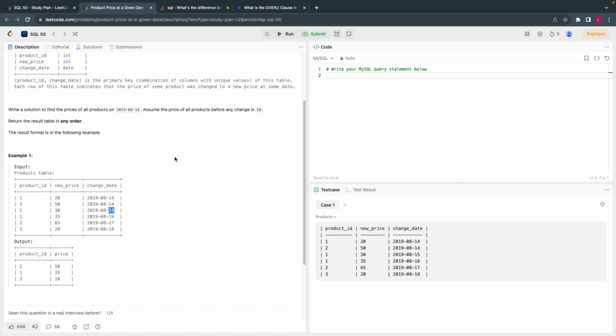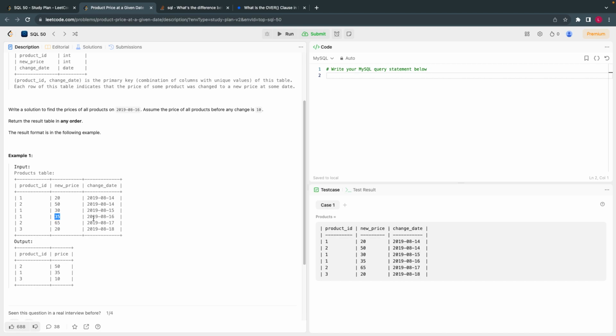For product 1, initially it was 10, on the 14th it got changed to 20, and on 15th August it got changed to 30, same product. So the new price for product 1 is 30, fair enough. Again for the same product ID 1, on the 16th, which is the date they are asking us to predict, the new price is 35. So for product 1, it started with 10, changed to 20, changed to 30, now 35.